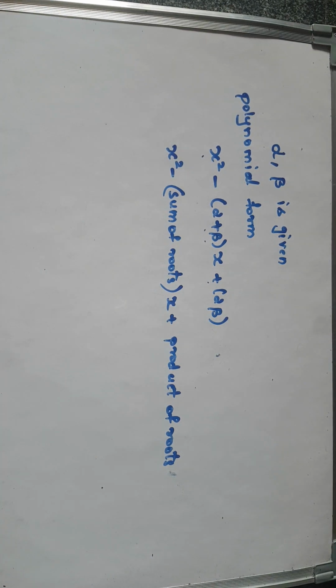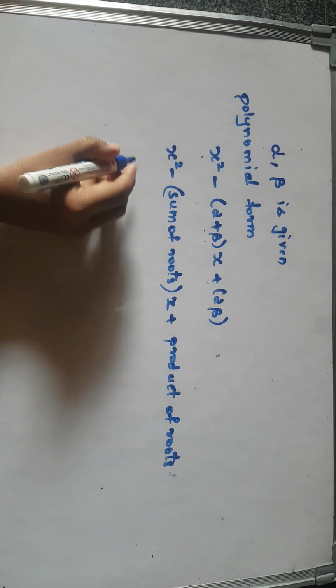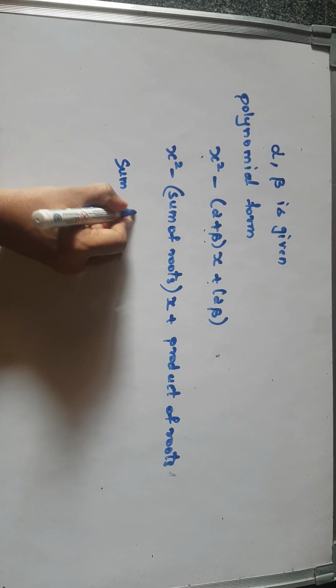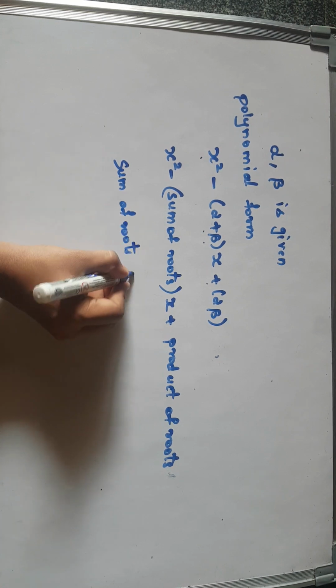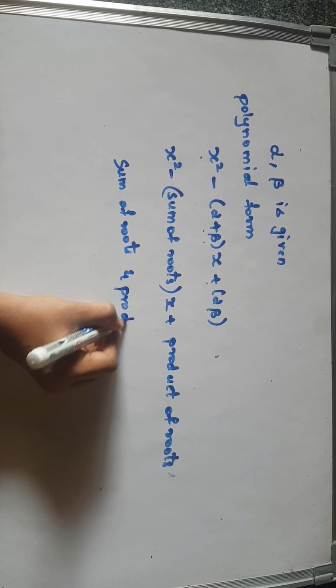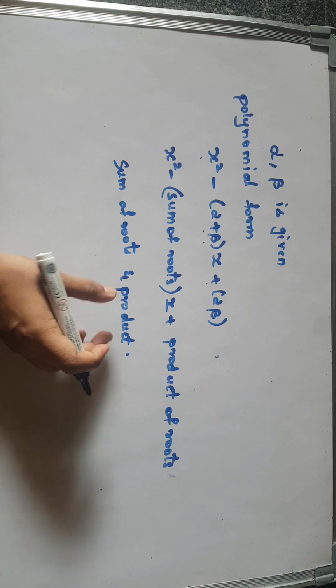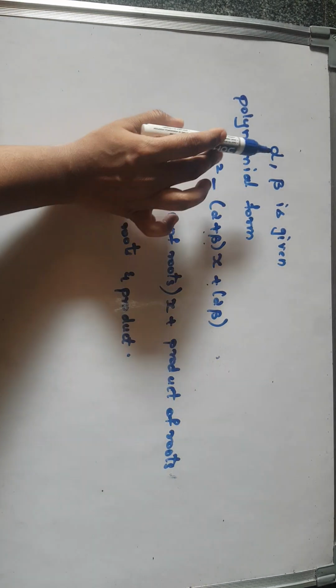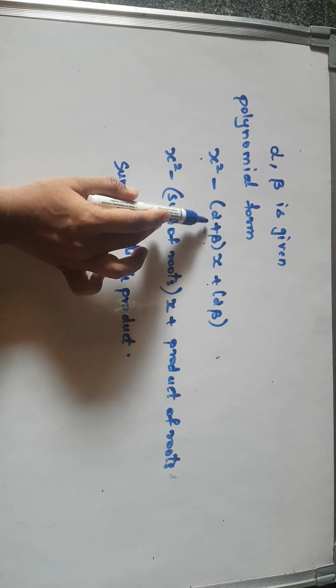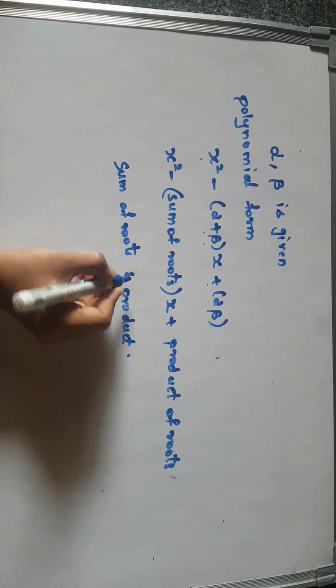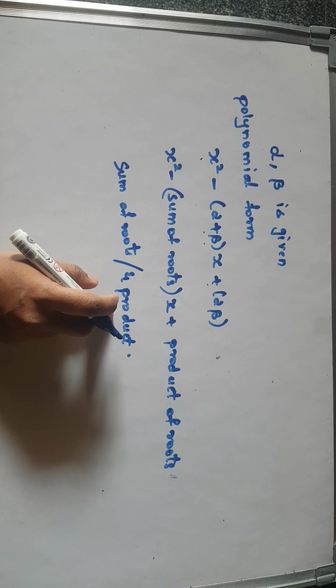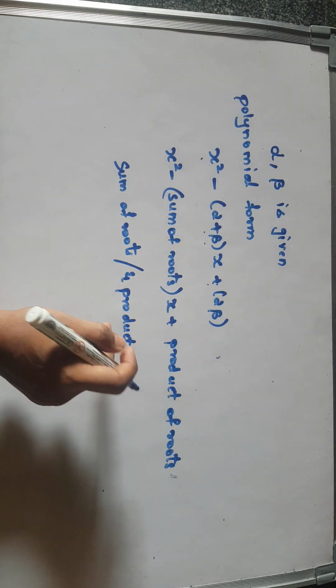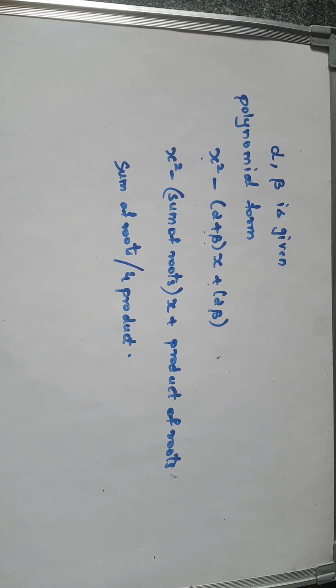In some of the questions only the sum of roots and product of roots will be given, so you can write the values directly here. If alpha and beta are given, you have to add here and multiply here. If the sum of roots and product of roots are given, directly you can write in this way. I'll give you some questions.